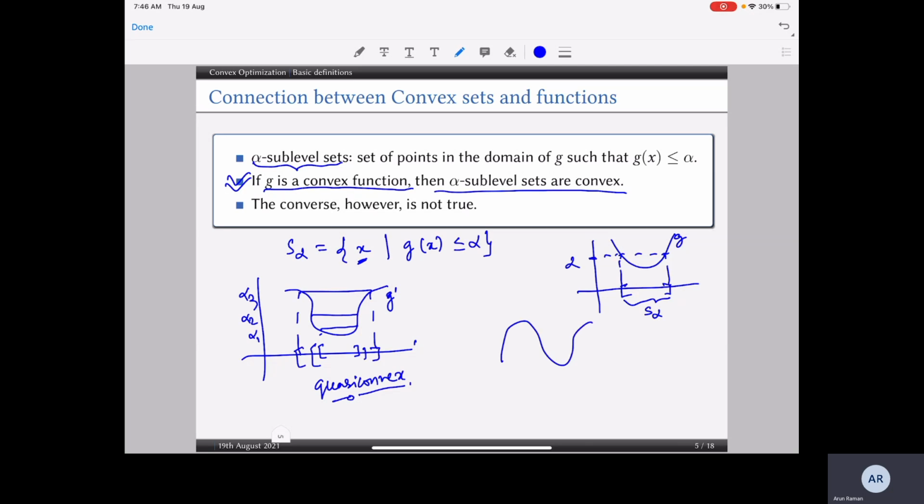We can look at a function like this. Let's say if this is our function, this is the x-axis and this is the y-axis. If we draw a line alpha here, then the alpha sublevel set basically has these two intervals. The union of these two intervals is the sublevel set corresponding to the value of alpha, and it is easy to see that this is not convex, because if we take two points and then we join, I think you get the idea.